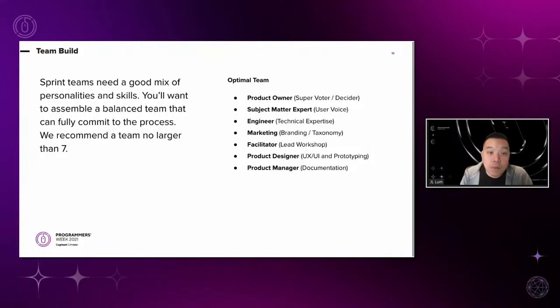So building the team itself, sprint teams really need a good mix of different personalities and skills. You're going to want to assemble a really balanced team that can be fully committed to the process, as I talked about before. We try to have a team no larger than 7 or 8. And a lot of times you'll see the client try to push for more than that.